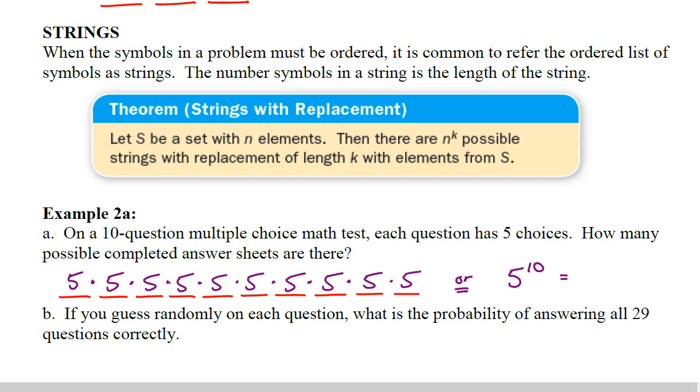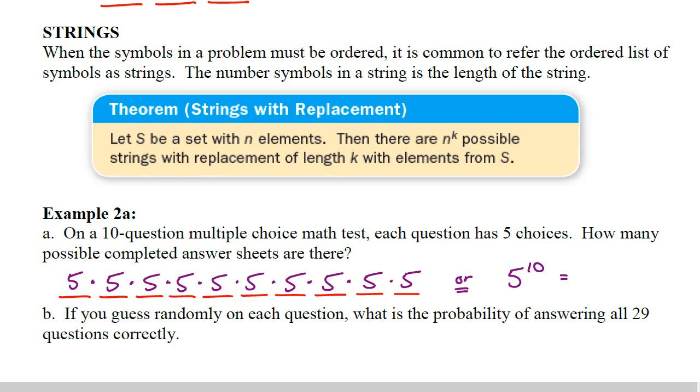Because there's 10 questions on the quiz. N represents the number of choices each of those questions would have. So we would write this as 5 to the 10th power. If it's easier for you to think of it using exponents, that would be one way we could do this.